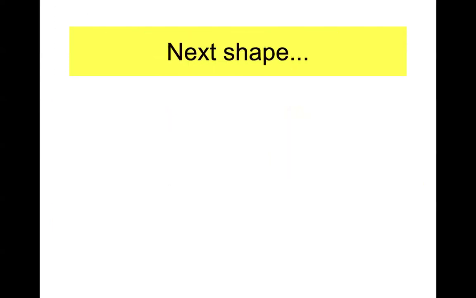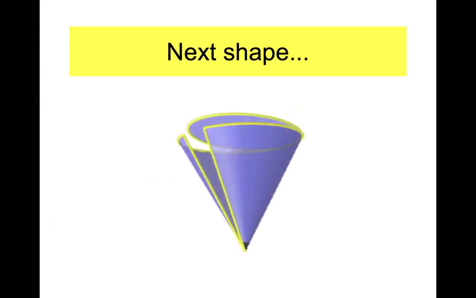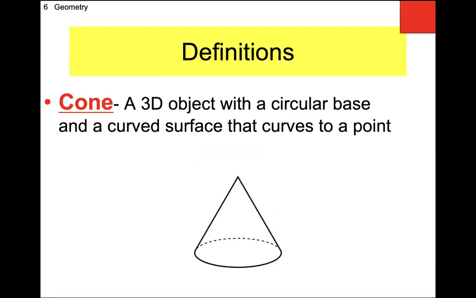All right. Last shape of the year. Here we go. Cones. Cones are a little bit harder to visualize, right? So a cone is a 3D object with a circular base, only has one. Cylinders have two. Cones only have one base. And a curved surface that curves to a point.